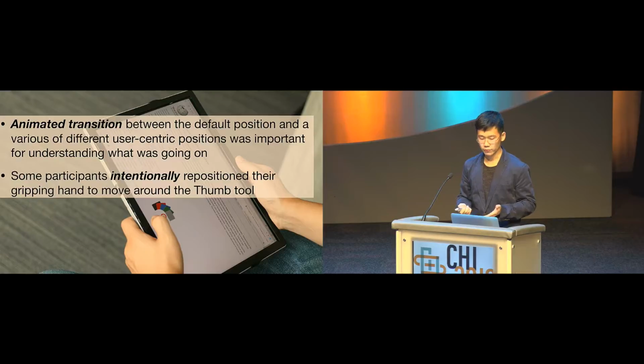However, it's very interesting. We found some participants intentionally repositioned their gripping hand just to move around the thumb tool, which suggests that our background sensing technique was sometimes used as a foreground gesture input when the interaction becomes more obvious and understandable to the user.